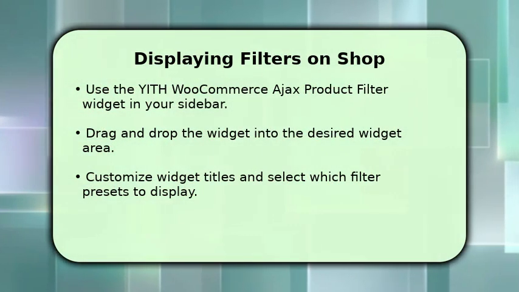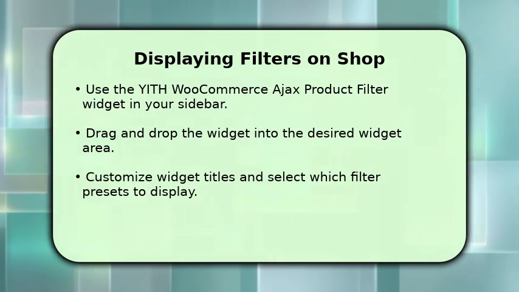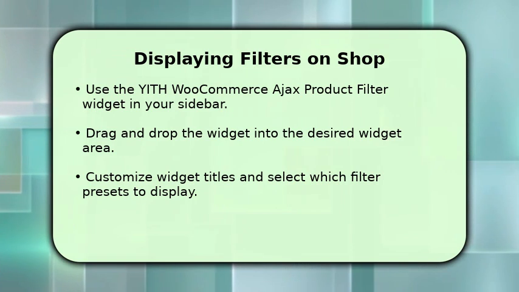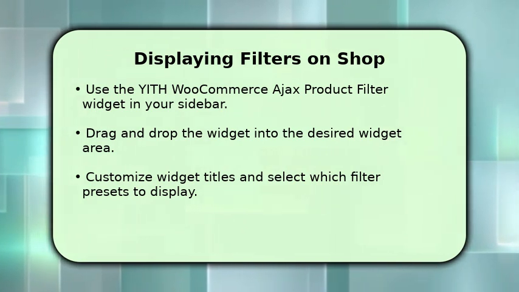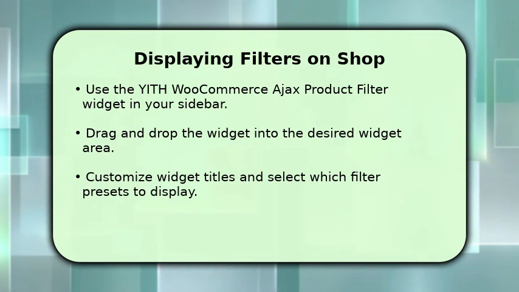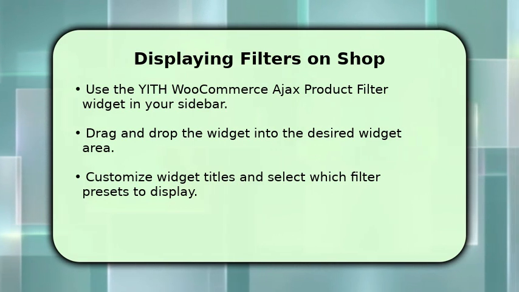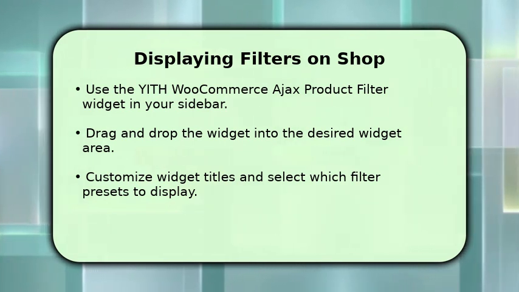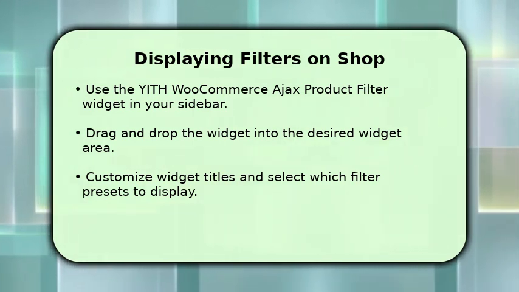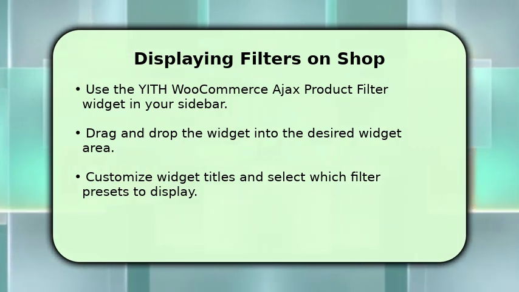Now that your filters are configured, it's time to display them on your shop page. Head over to Appearance, then Widgets in your WordPress dashboard. Locate the YITH WooCommerce Ajax product filter widget and drag it into your desired sidebar or widget area. You can customize the widget's title and select which specific filter presets you want to show. This ensures your customers can easily access and utilize the filters you've created.